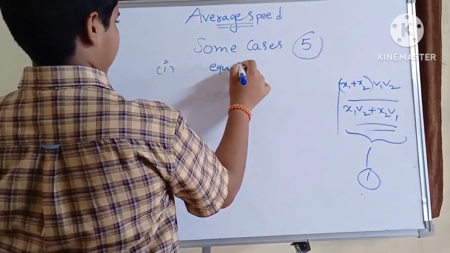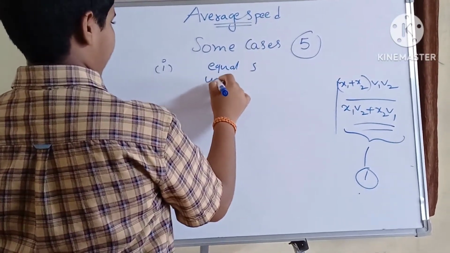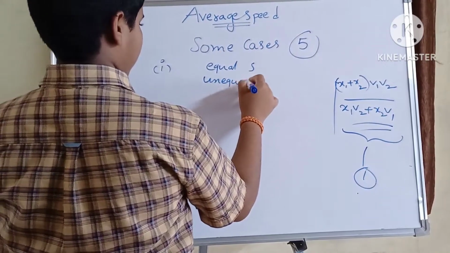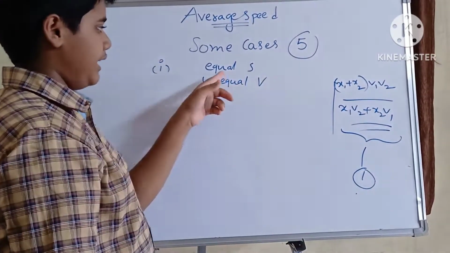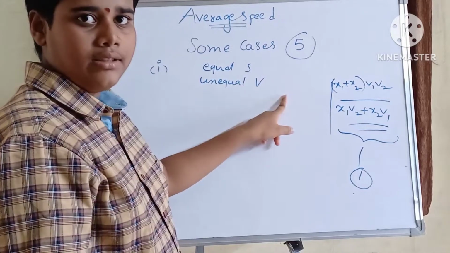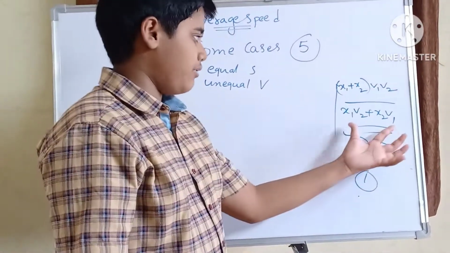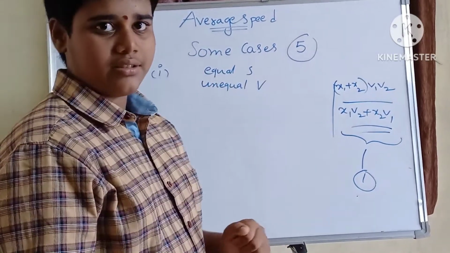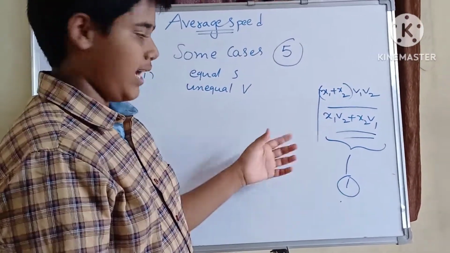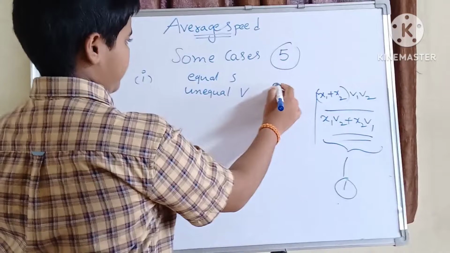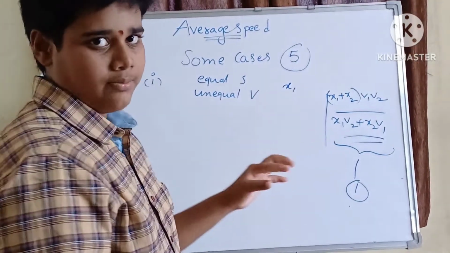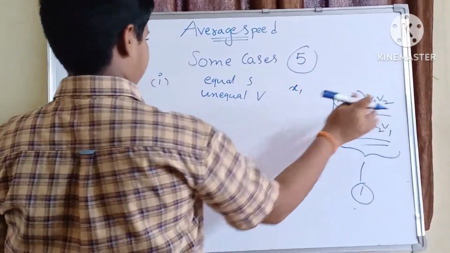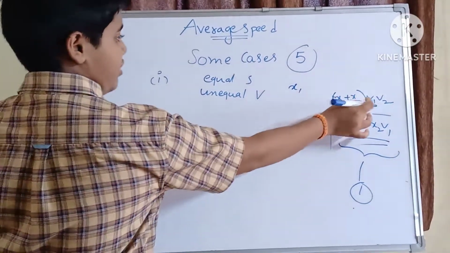Equal distances and unequal speeds. Here they gave equal distances and unequal speeds. So we have to substitute in equation 1 because of equal distances. So what will we do? I am taking the equal distances as x1, x1. So substitute in this equation. So these two are equal.